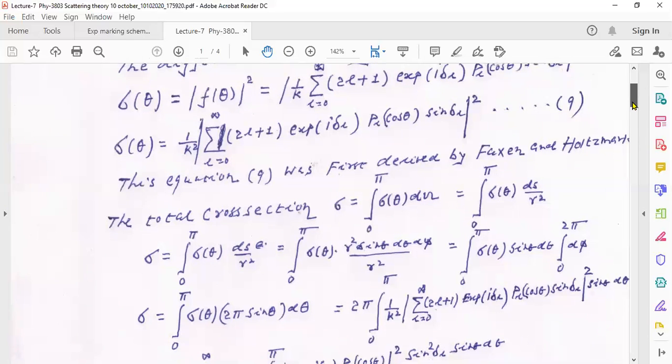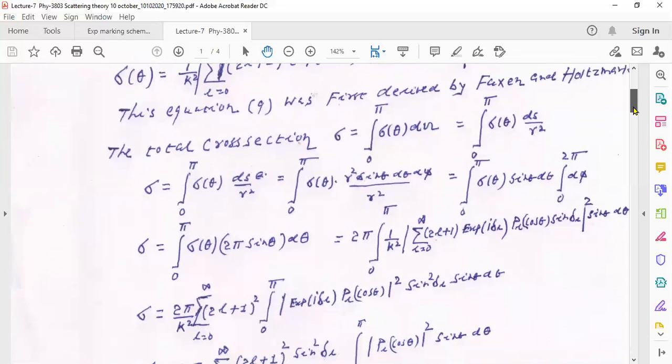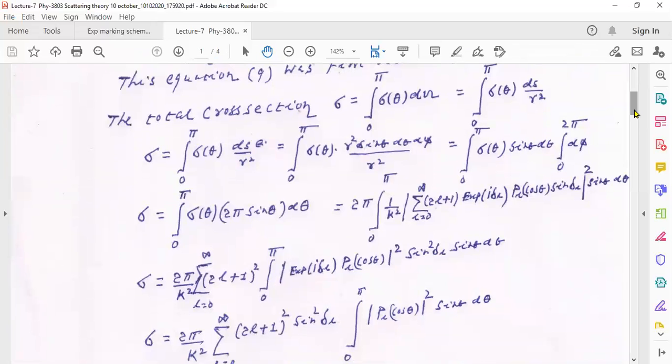Now let us simplify this expression. You can take common terms outside. I'm taking 1 upon k square outside, and 2l plus 1 whole square. Inside the modulus sign you have exponential of i delta l and PL cos theta. Then you have sine square delta l, and sine theta is already here in this term, so I write sine theta d theta.